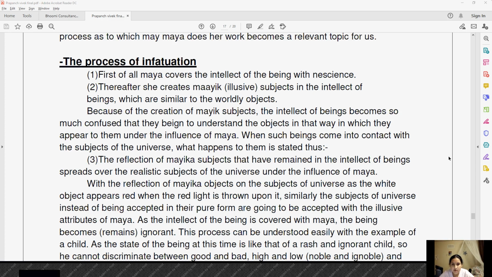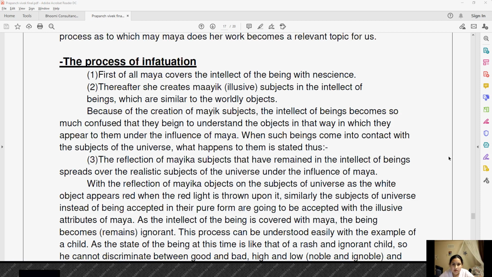The process of infatuation. First of all, Maya covers the intellect of beings with nescience. Thereafter, she creates Maya or elusive subjects in the intellect of beings, which are similar to the worldly objects. Because of the creation of Mayic subjects, the intellect of beings becomes so much confused that they begin to understand the objects in a way in which they appear to them under the influence of Maya. When such beings come into contact with the subjects of the universe, what happens to them is stated thus.